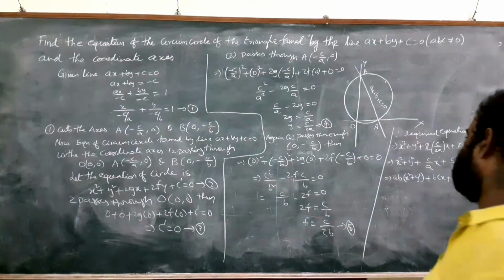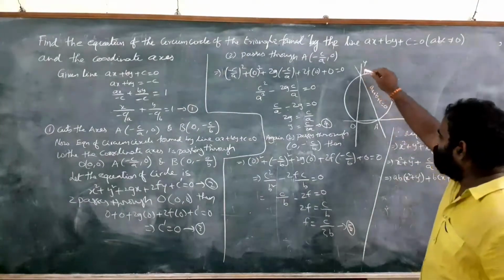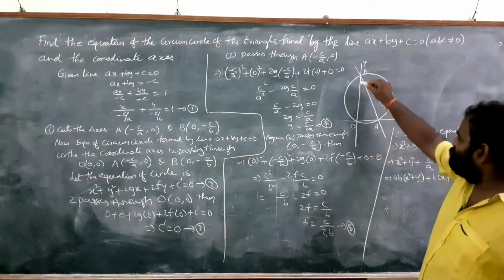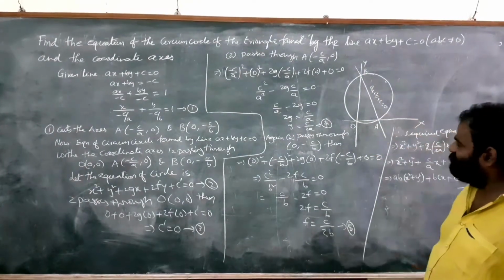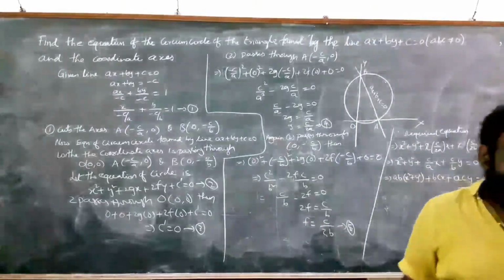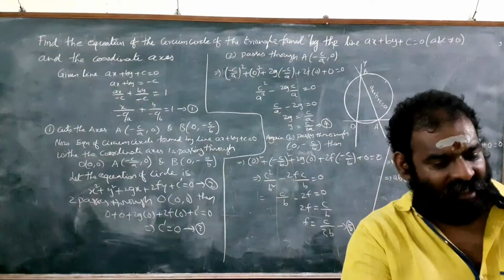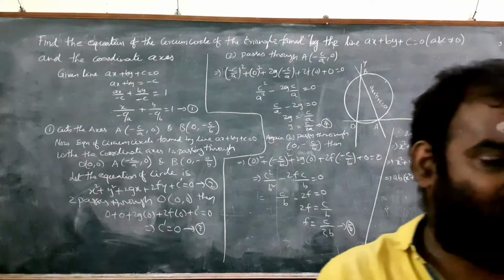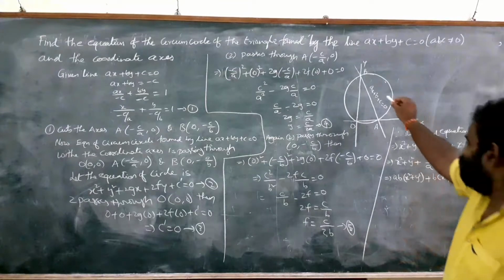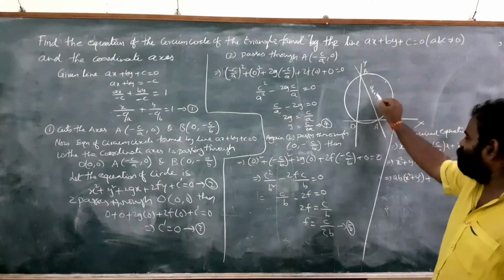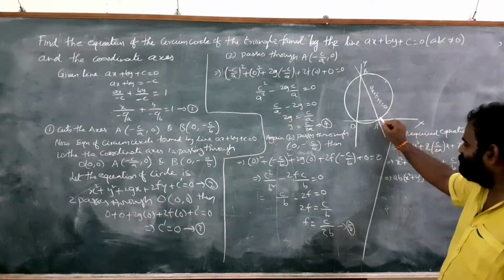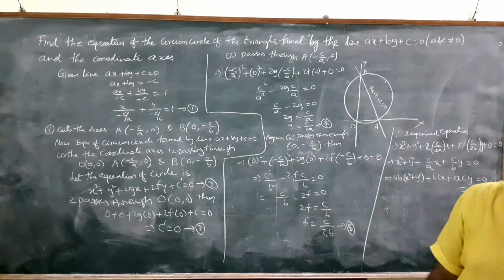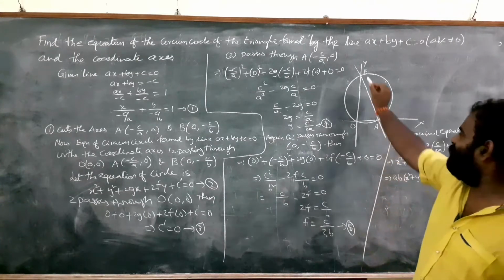Okay. So for this, first of all, this is the x-axis and this is the y-axis. This is the line ax plus by plus c equal to 0. If a line forms a triangle with the coordinate axes, it means that the line cuts the x-axis and y-axis. So the line ax plus by plus c equal to 0 cuts the x-axis at A and the y-axis at B. Now we are going to find point A and point B.